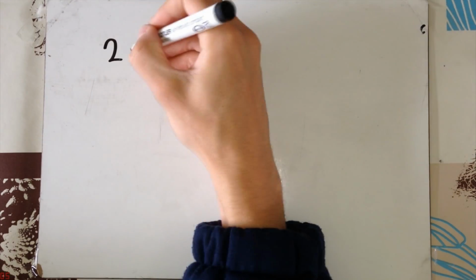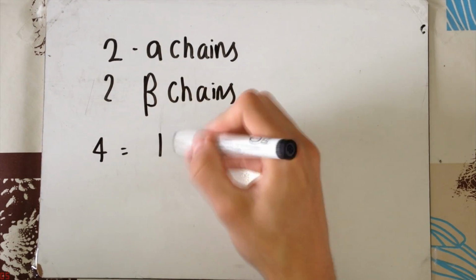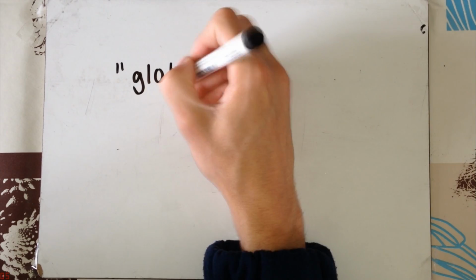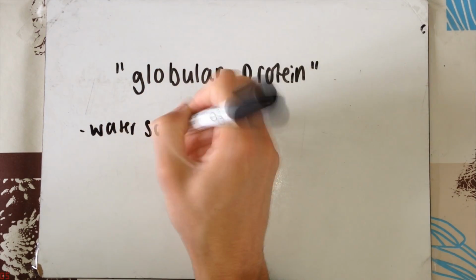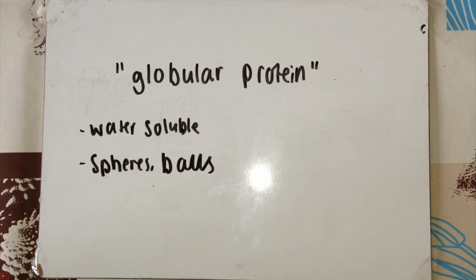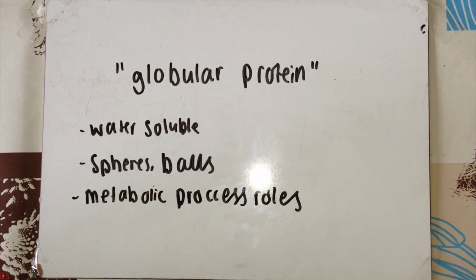2 of these subunits are alpha chains, 2 of these subunits are beta chains, and together this makes up one haemoglobin molecule. Haemoglobin is a globular protein. Now what this means is that its final 3D shape is like a sphere, a ball shall we say. It also means this protein is soluble in water. This protein takes part in metabolic roles as opposed to structural, i.e. it's in the blood, in the red blood cells, transport of oxygen.